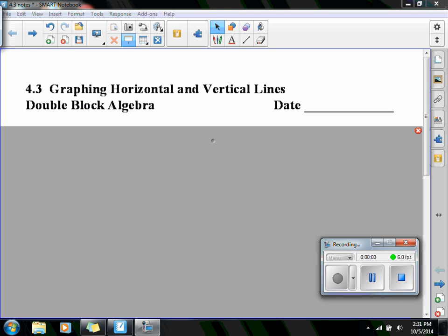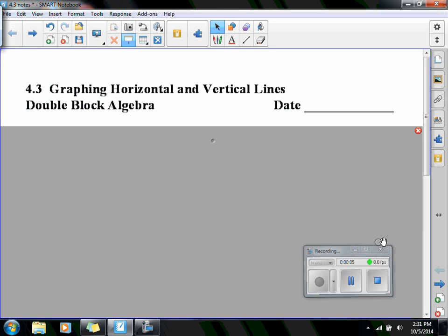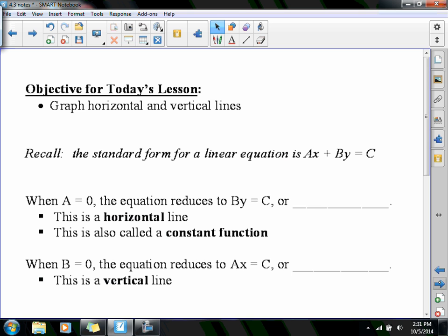Welcome to Mrs. Neller's notes for her double block algebra class. These are the notes for section 4.3 entitled Graphing Horizontal and Vertical Lines. And today we're going to graph horizontal and vertical lines.